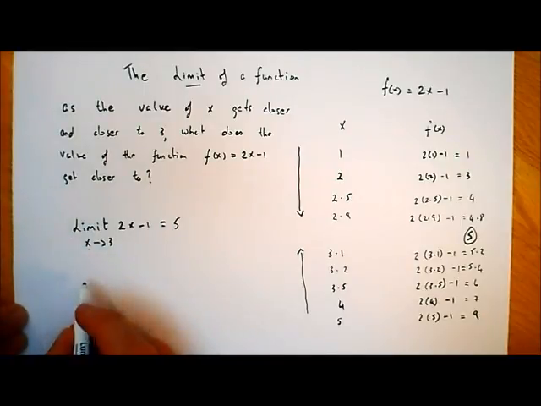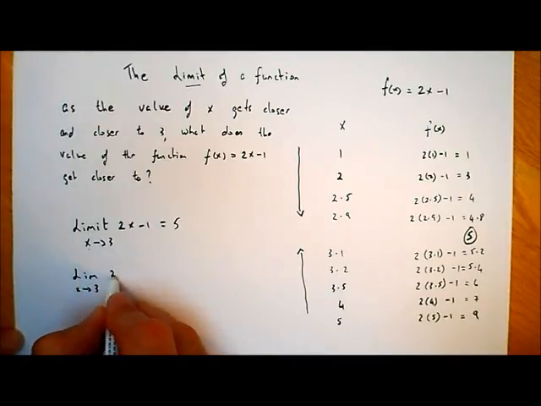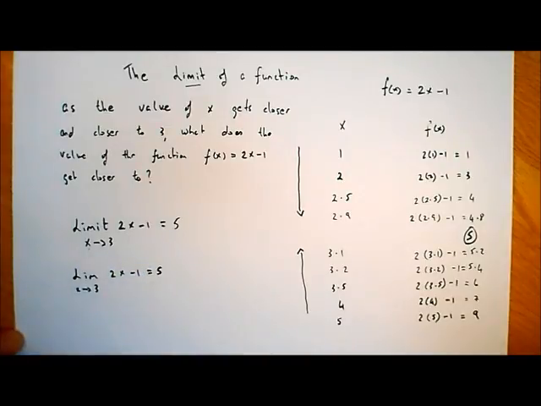We usually shorten the word limit. We don't write limit, we usually write lim. So the limit as x approaches 3 of 2x minus 1 is equal to 5.